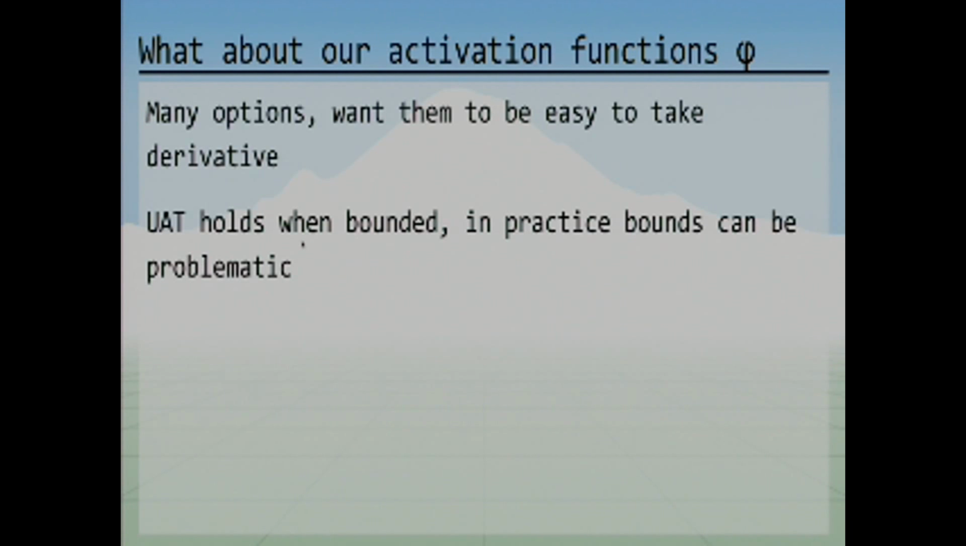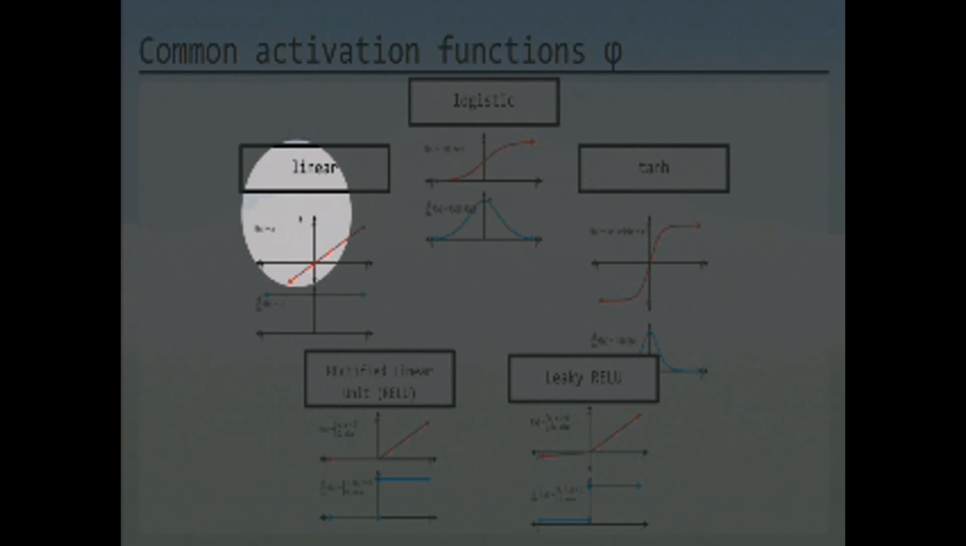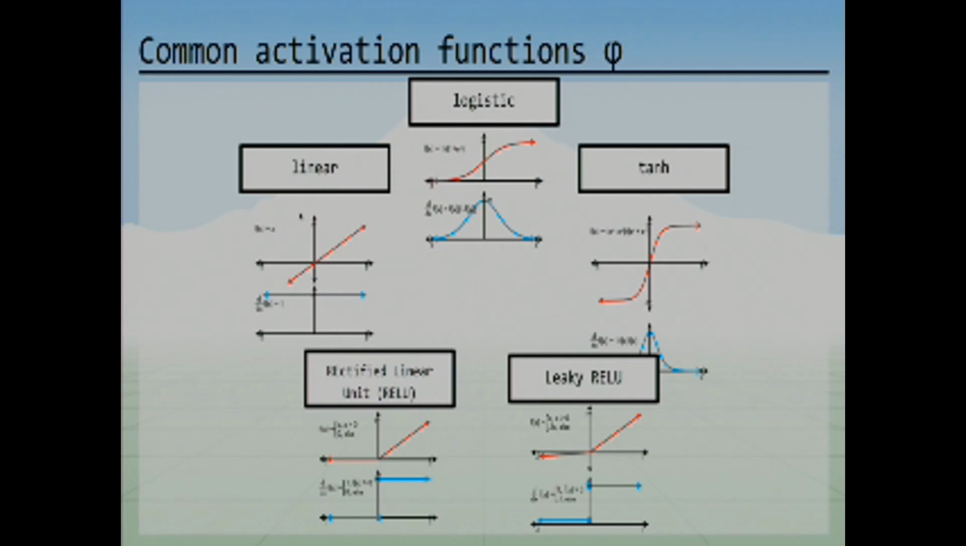There are a bunch of different options that we have for them. And we have this universal approximation theorem that holds when they're bounded. But we can have some problems when we use bounded activation functions. So just very quickly going over what some possible options are. We talked about linear activation and why that's a bad idea for most of the hidden layers.